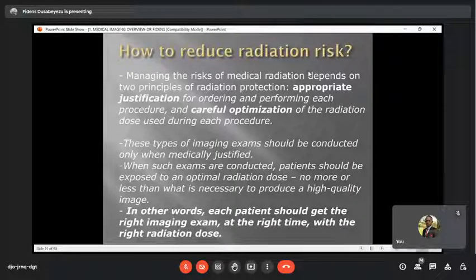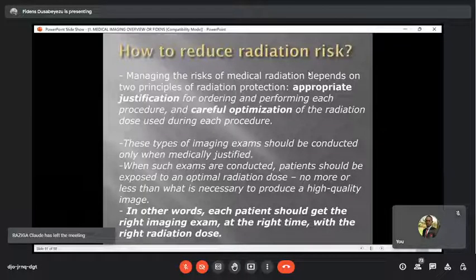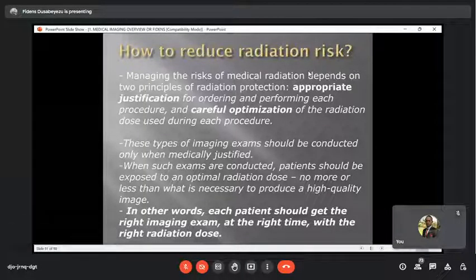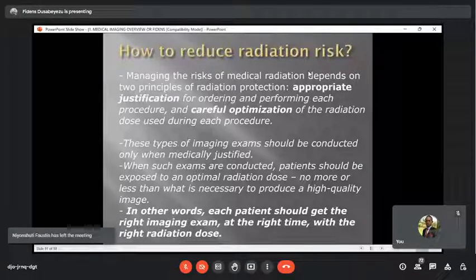You have to use what you call appropriate justification for ordering and performing each procedure. Appropriate justification: is it really necessary to do this scan on this patient? Can we treat this patient without imaging? If you can, don't send the patient to radiation. Those are two things: appropriate justification and careful optimization. Careful optimization is for us in radiology. Make sure you don't give much radiation to the patient when you can use less radiation and produce the same image.